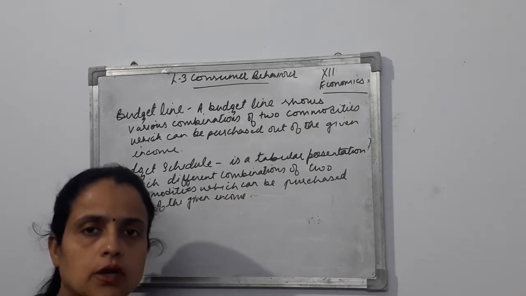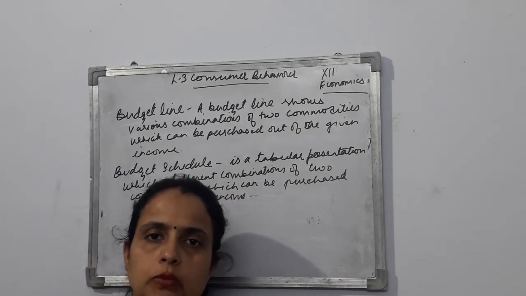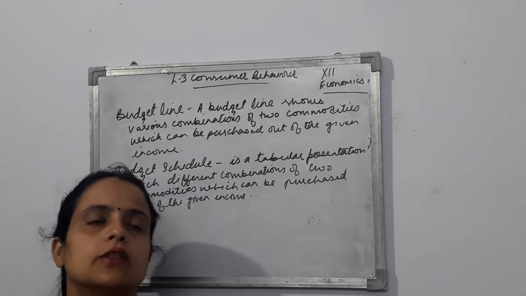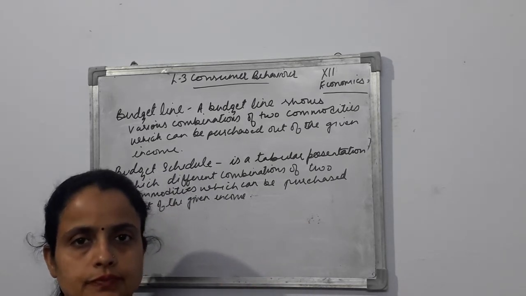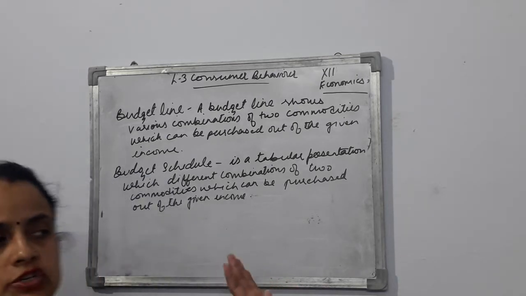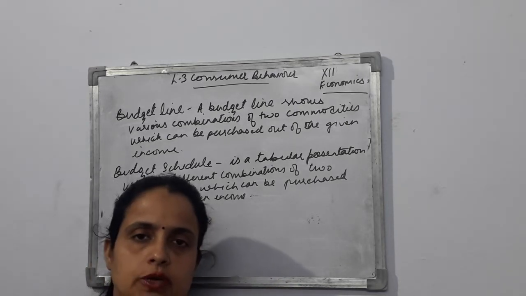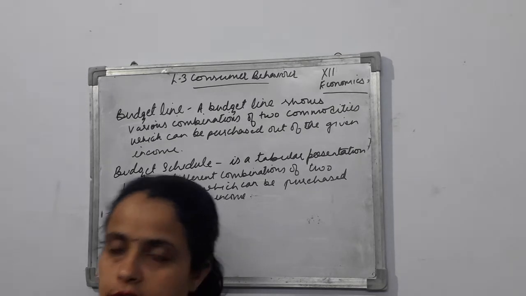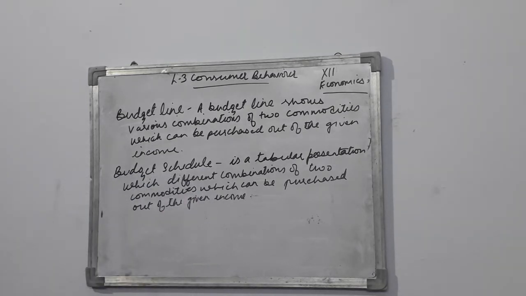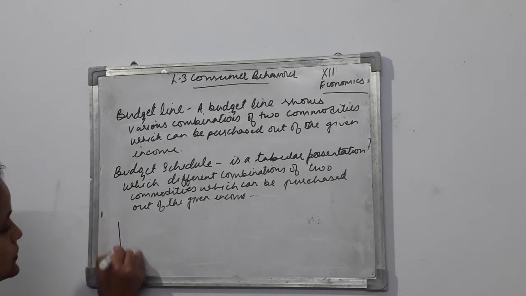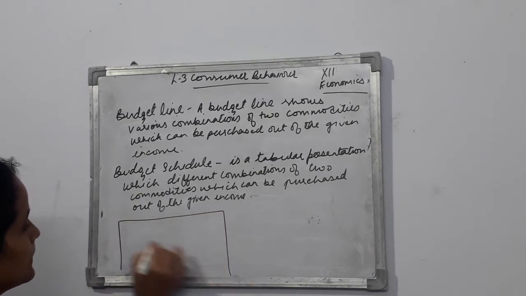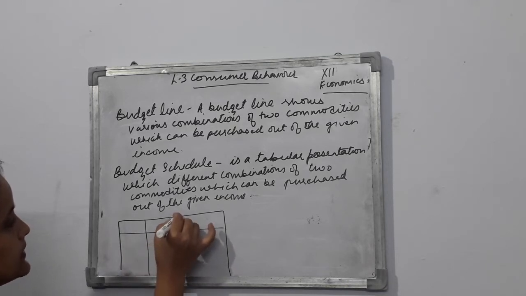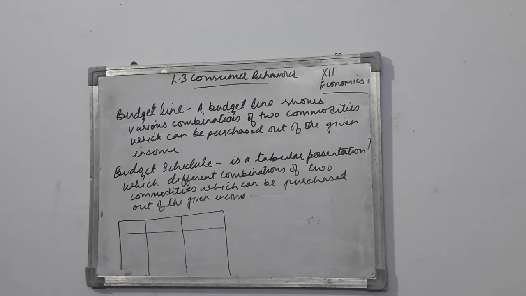So budget schedule, as I told you earlier also, whenever I say the word schedule, you should connect it with tabular presentation. So here for the budget schedule, I'm going to draw a tabular presentation. A budget schedule is going to show you different combinations of two commodities which a person can purchase out of the given income, right? So this schedule goes like this. Here I'm drawing a schedule. The two commodities we are taking are given in your book also. In case you see your book, you will come to know. Now the important thing is this.